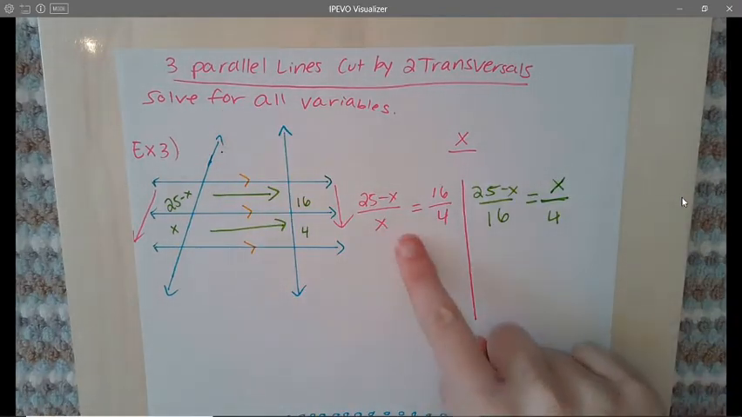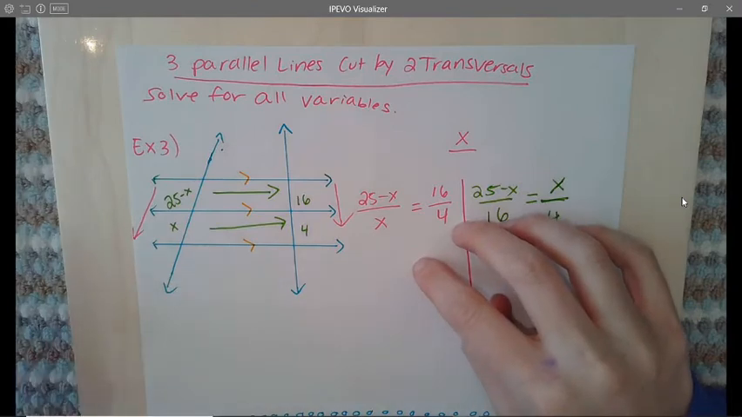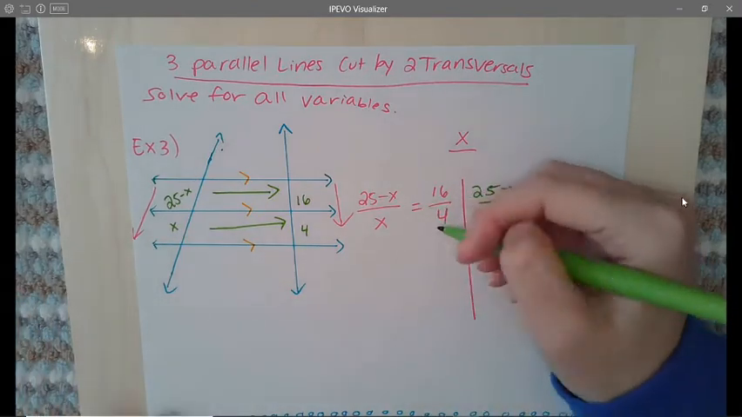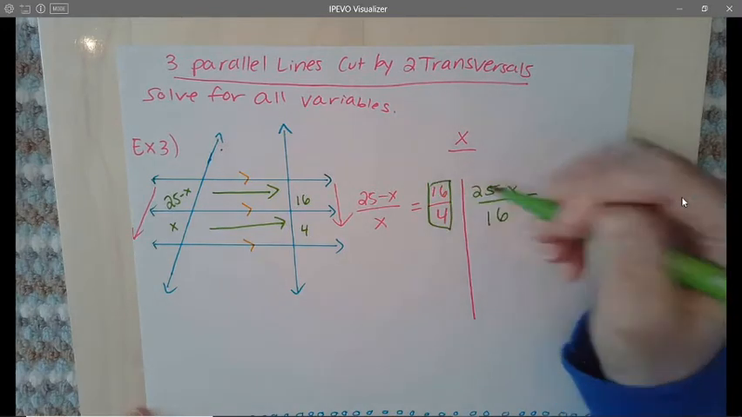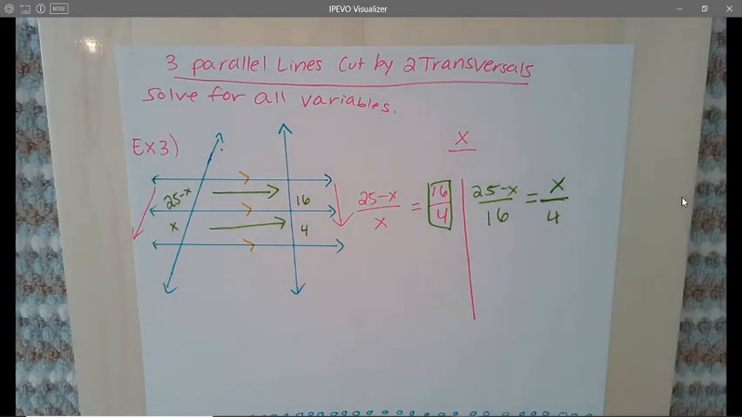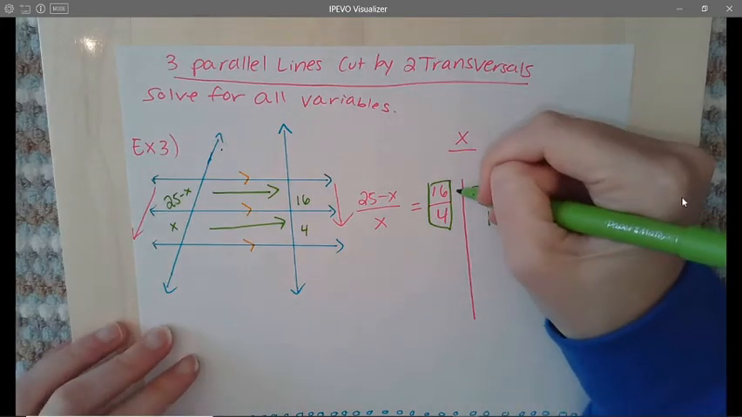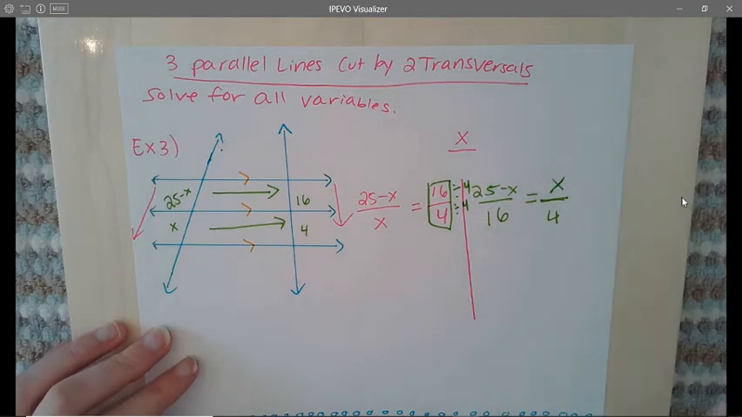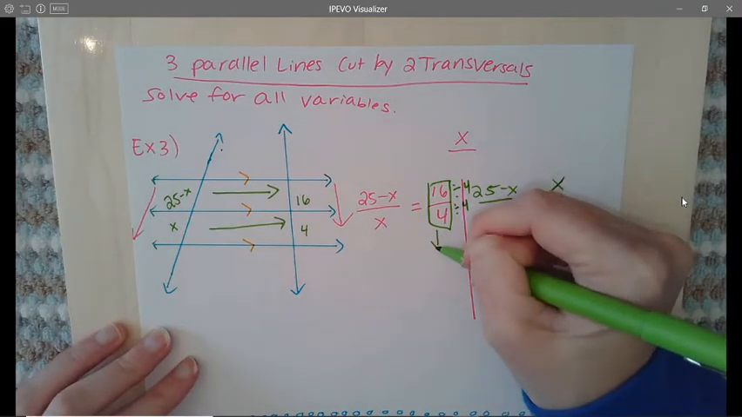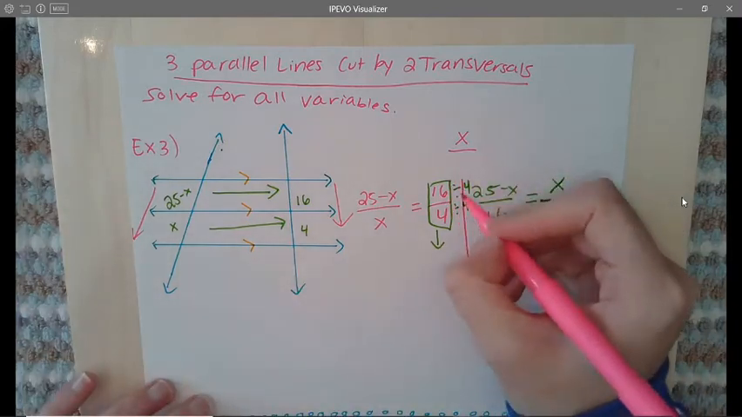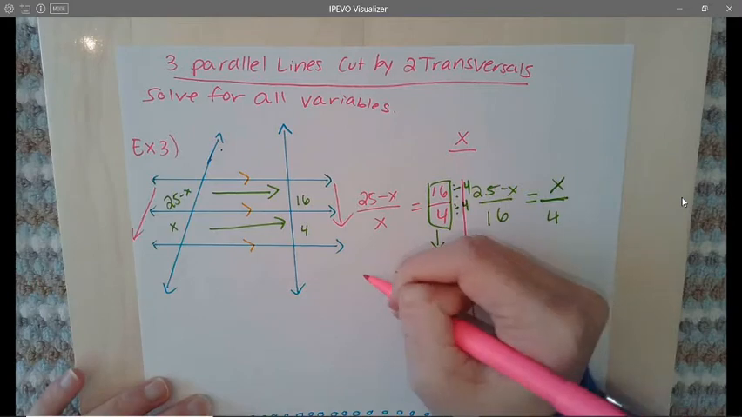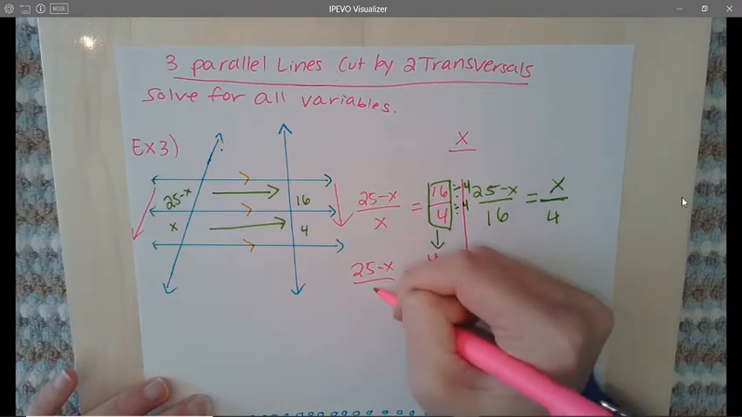On this one, before I start solving my proportion, remember, I want to try to reduce any of my fractions, and looking here, I spot that I can reduce 16 over 4. 16 and 4 can both be reduced by 4. I can divide 4 into each of these. So 16 divided by 4 gives me 4, and 4 divided by 4 gives me 1. And from here we can start solving.